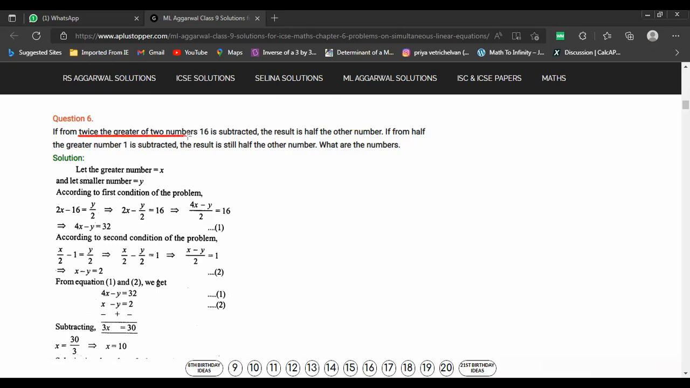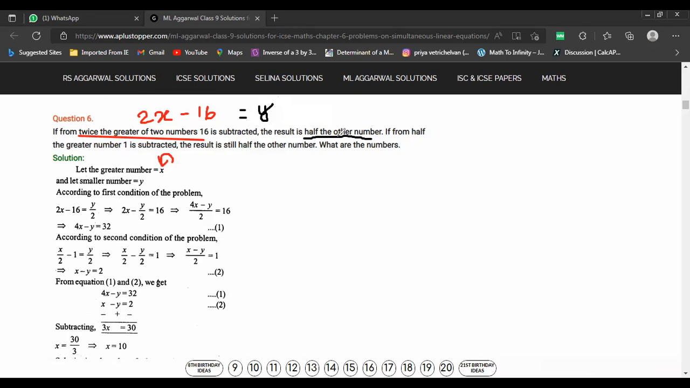Twice the greater of the number. What do you mean by twice? You just have to multiply the x by 2, isn't it? So that is twice the greater. 16 is subtracted, so you should put minus 16 here. The result: what do you mean by the result? You just have to put the equal to symbol here. The other number: what do you mean by other number? The smaller number. So that's going to be y.